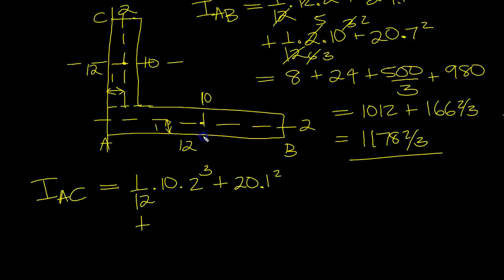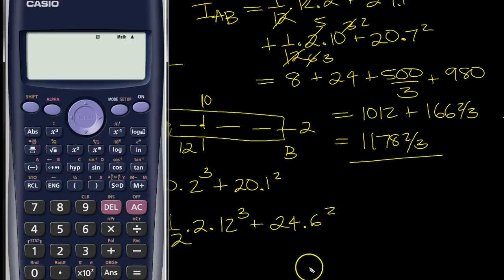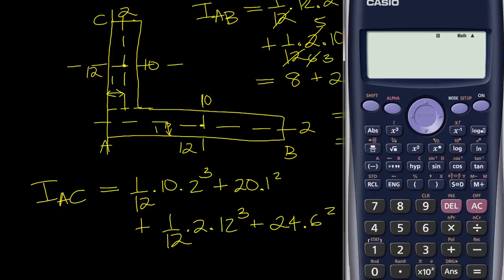That's that one. Plus, now this one here, this one would be 1/12. A is 2 this time, times B, which is 12 cubed, plus A, the area of this is 12 twos are 24, times the distance between these two is 6 squared. Okay, I think that's that. So we need to tap that in a calculator, I think. Probably the best thing to do.